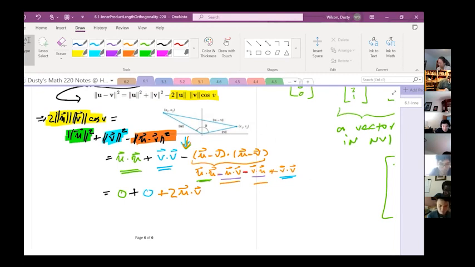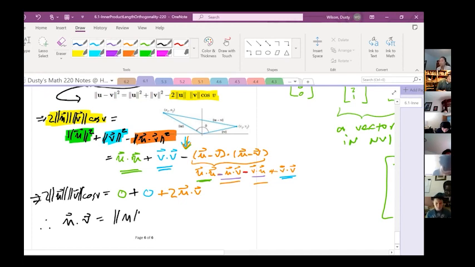So what are we saying? We're saying that 2 times the magnitude of u, magnitude of v, cosine of the angle is equal to 2 u dot v, which would be the same thing as telling us what we want to show, that u dot v equals the magnitude of u times the magnitude of v times the cosine of the angle between u and v. Okay.